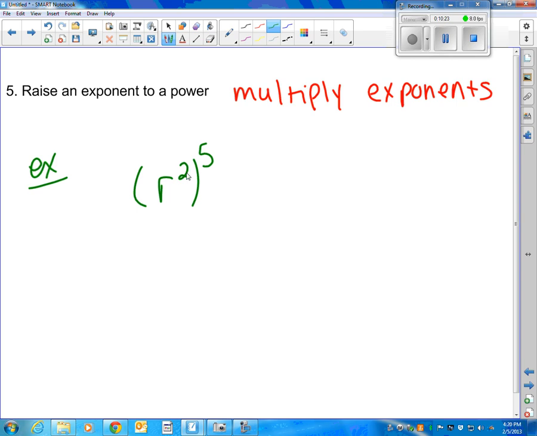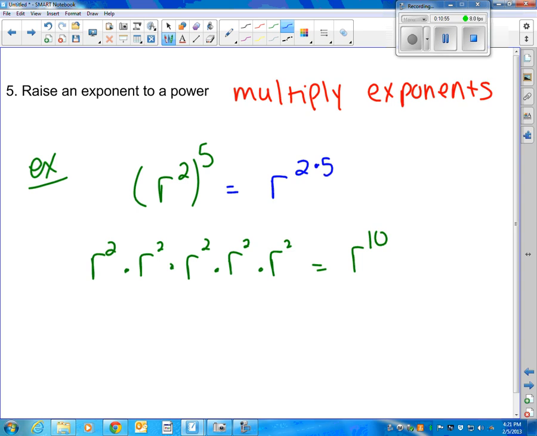Right, so this is the same thing as saying r squared 5 different times. There's 2, 3, 4, 5. So remember, you add 2, 4, 6, 8, 10, which leaves me with r to the 10th. If I use my power to a power rule, it shortens it up a little bit. I would take r to the 2 times 5, which is r to the 10th. And then you don't have to write it out every time.